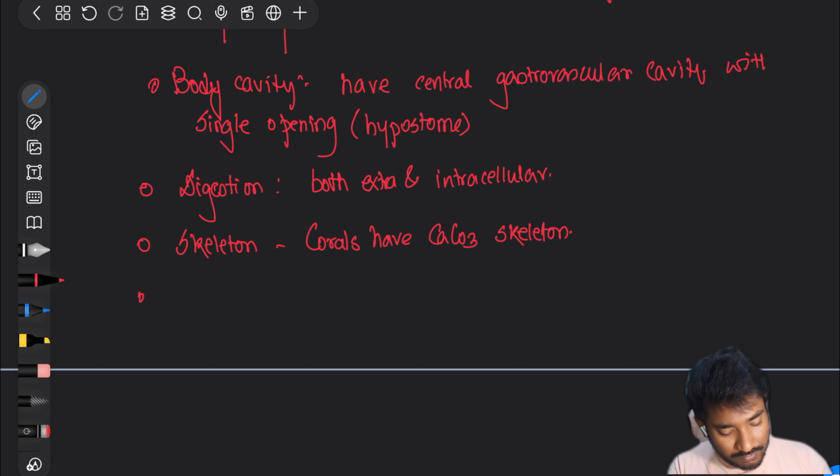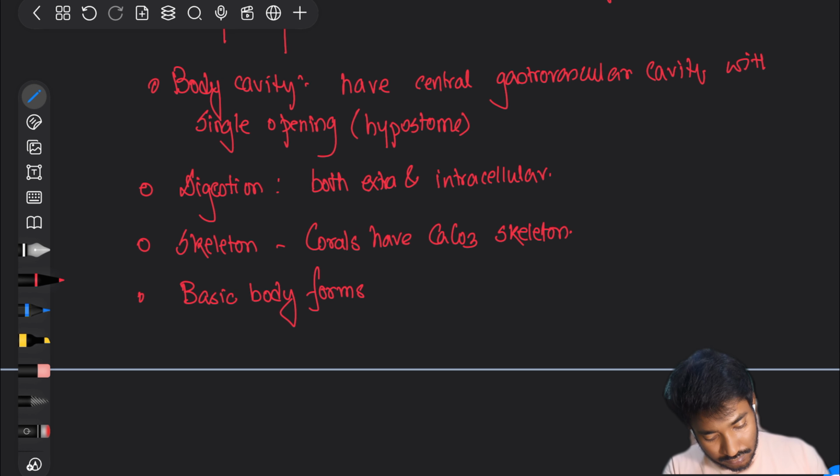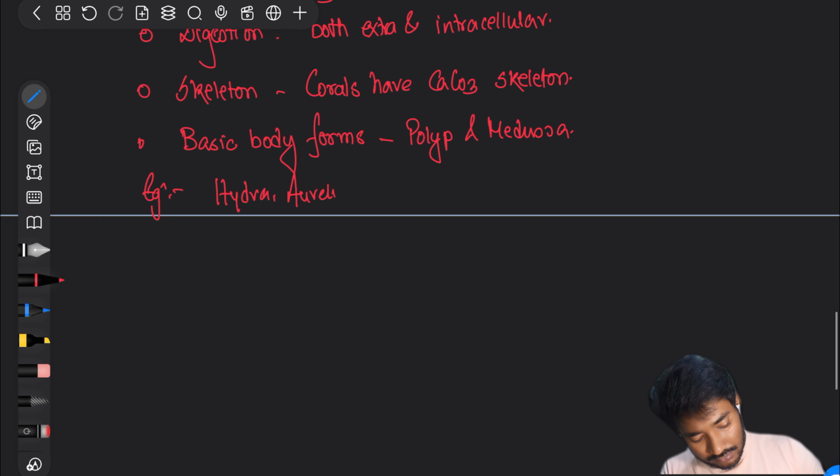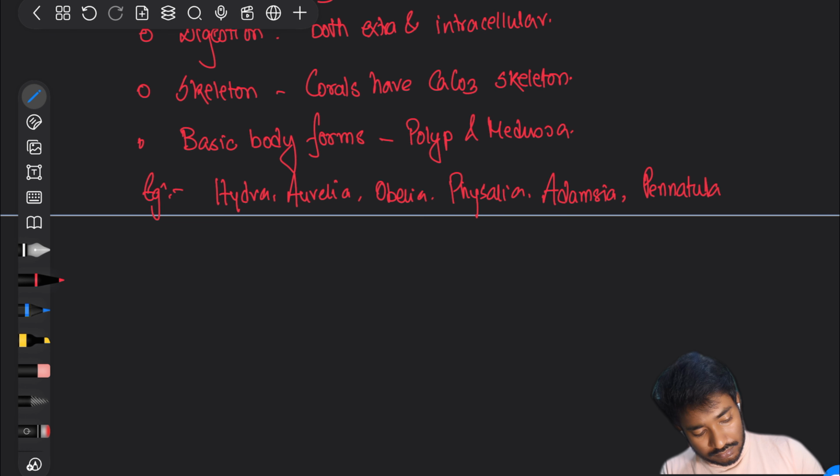Basic body forms: polyp and medusa. For example, Hydra, Aurelia, Obelia, Physalia, Adamsia, Pennatula, etc.